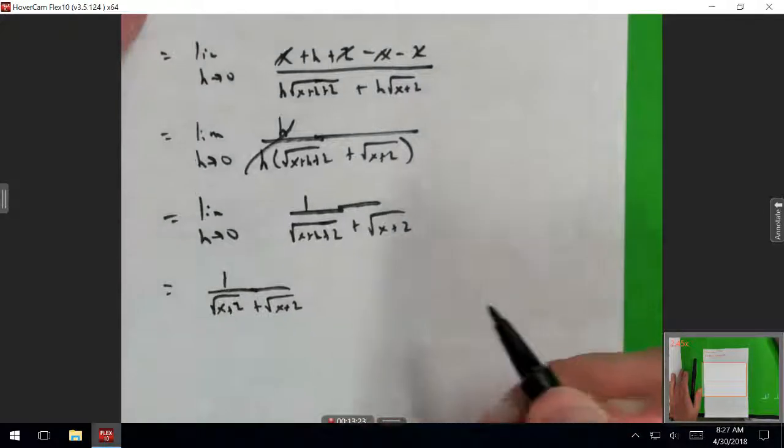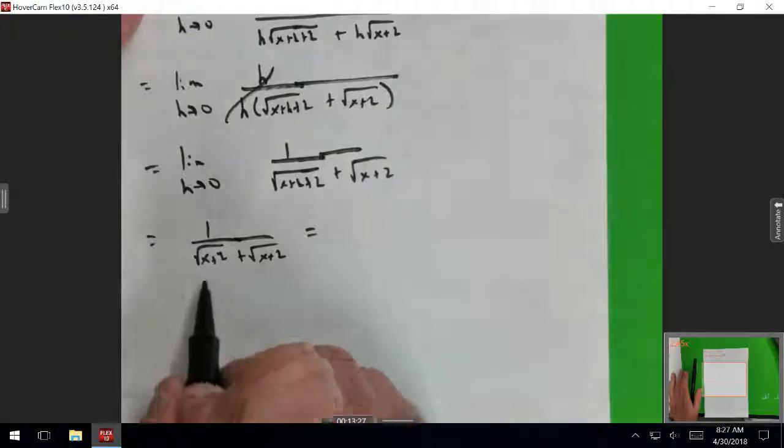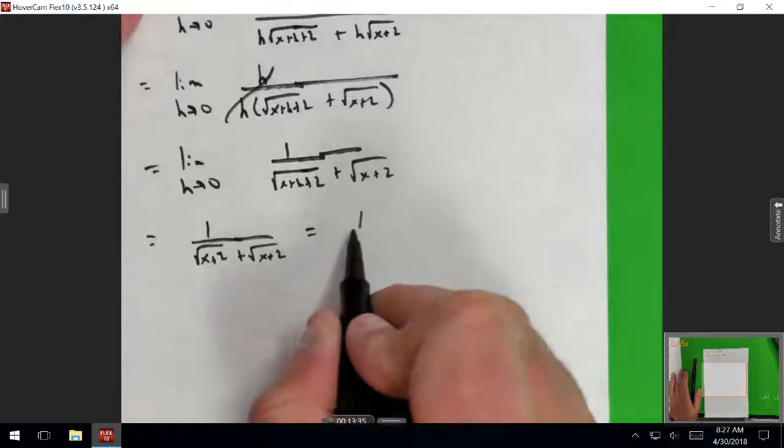Are those like terms, guys? How do you know those are like terms? That's correct. They have the same thing under the radical, don't they? So could you add what's on the outside? Yes. So that's going to give me 1.